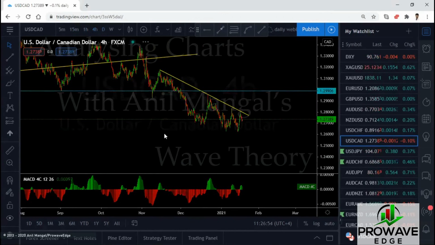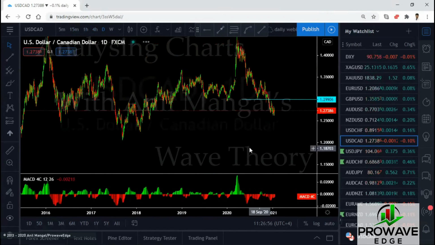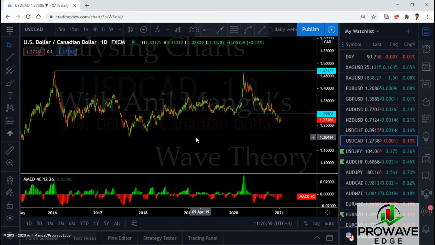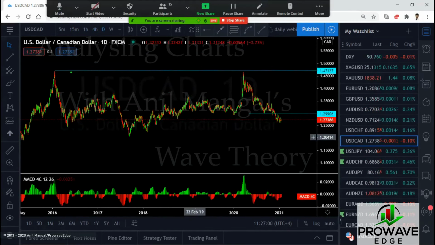Let me show this in the daily to the general public. They probably didn't see that analysis. So I'm going to show you why we're expecting CAD to do what we want it to do. It has an impulse, a correction, and an impulse.